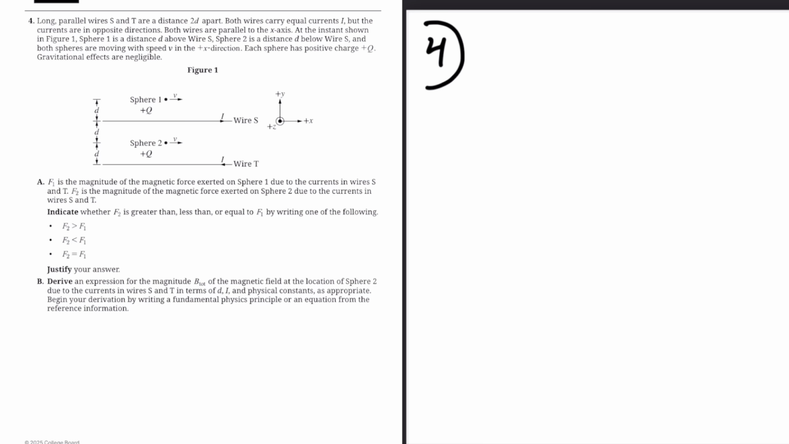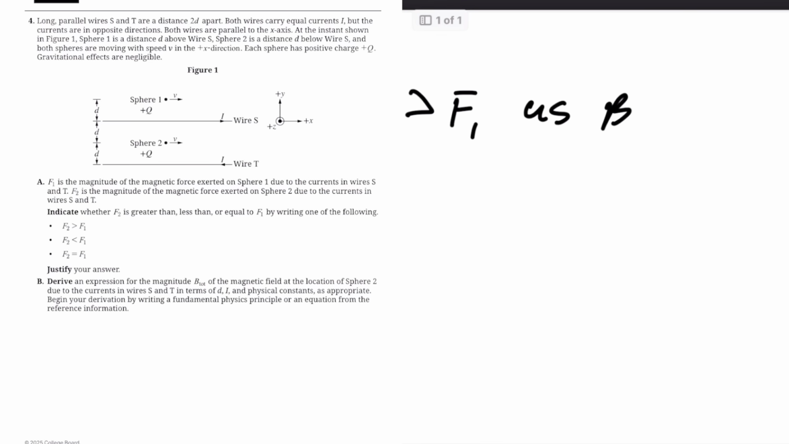Using our right-hand rule, the magnetic field that wire T creates at sphere 2 is pointed down. And the magnetic field that wire S creates is also pointed down. But the magnetic field that wire T creates at sphere 1 is pointed down, while the magnetic field that S creates at sphere 1 is pointed up. So now we're going to say F2 is greater than F1 as B2 is greater than B1 by RHR.